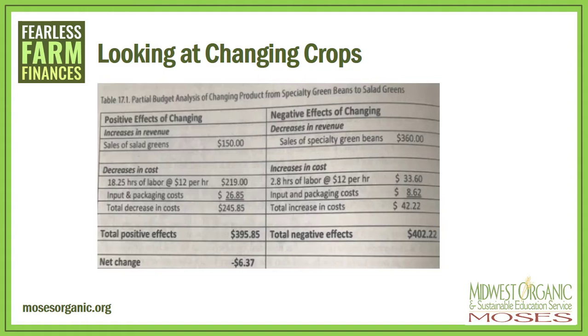So this one doesn't make sense, but consider the non-economic considerations such as labor. Note that in this example, the specialty green beans need 15.45 more hours per bed than the salad greens. You might have thought that would be the deciding factor, and the change actually isn't worth it. So, like I said, weighing out the positive and negative effects for a total net change can be really helpful and not that time consuming to do.